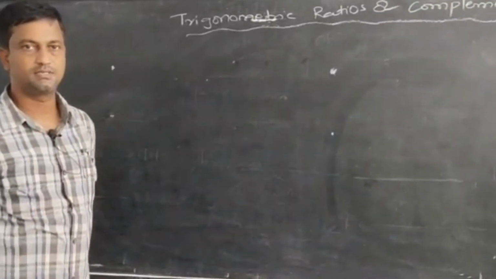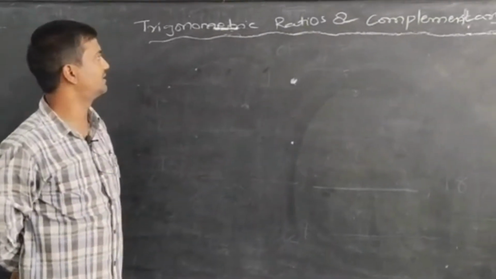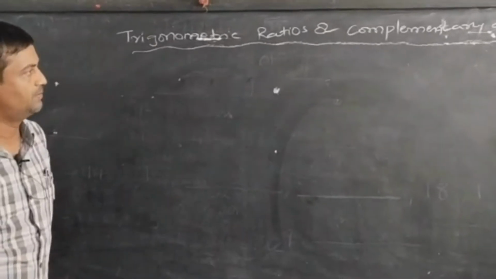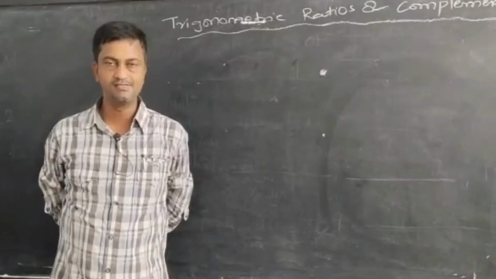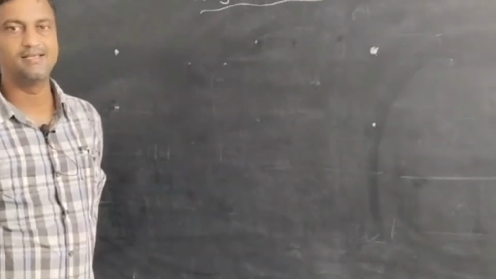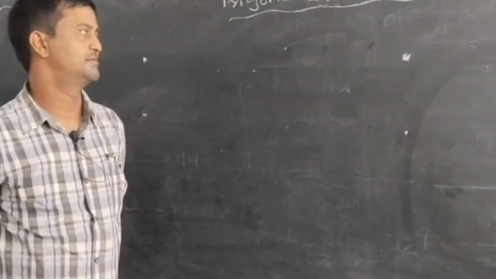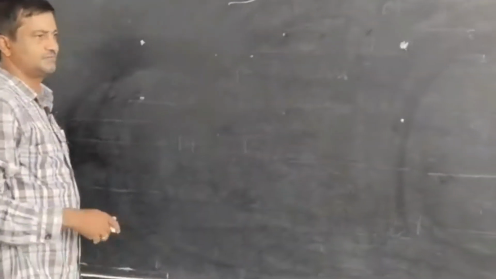Good morning, students. Today we are discussing trigonometric ratios of complementary angles. What are complementary angles? If the sum of the angles is equal to 90 degrees, then those angles are called complementary angles. Now see, how to define?